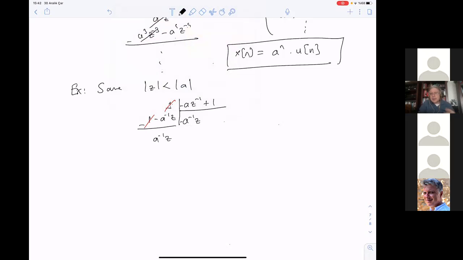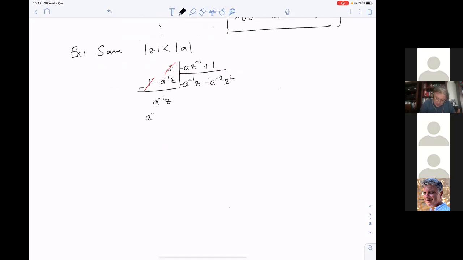And now I want to obtain another term here with which, when I multiply with minus a z inverse, it will give me a to the minus 1 z. What is that? That is minus a to the minus 2 z squared. Because when I multiply this with this, it will give me this. Okay, that's how I adjust this value. And that is a to the minus 1 z minus a to the minus 2 z squared.